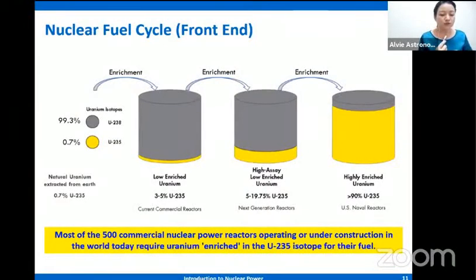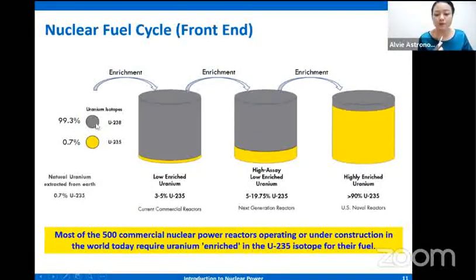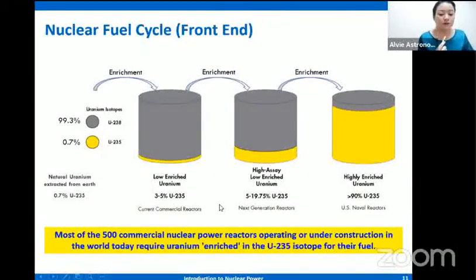So just a bit more information about the enrichment. Again, this is natural uranium, 0.7% uranium-235, 99.3% uranium-238, and it goes through enrichment through centrifugation usually to become low enriched uranium with about 3 to 5% uranium-235. So that's for commercial reactors. But advanced designs are now exploring high assay low enriched uranium. So this is a low enriched with about 5 to 19.75% uranium-235.